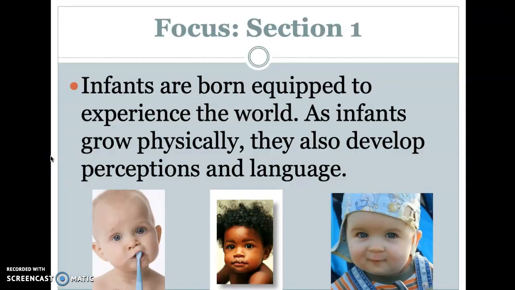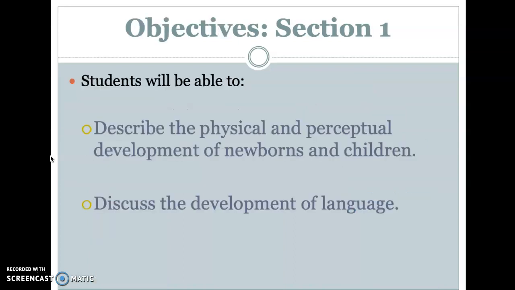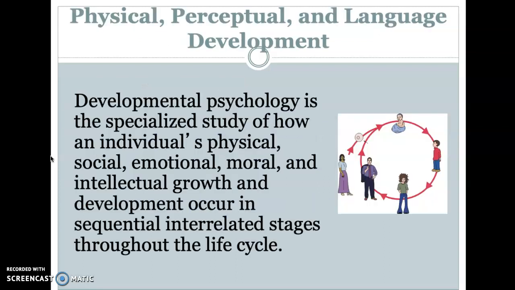So again, babies are equipped with all those different senses we talked about, seeing, hearing, smelling, in order to be able to experience the world around them. And then as they continue to grow, they'll start to develop more of that perception and more language. So our objectives here are to describe physical and perceptual development of newborns and then discuss the development of language.